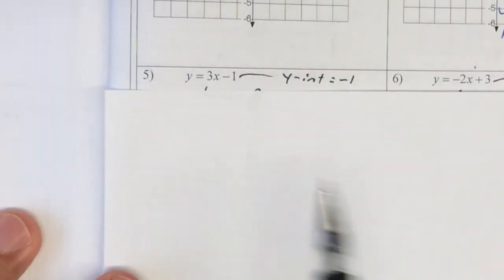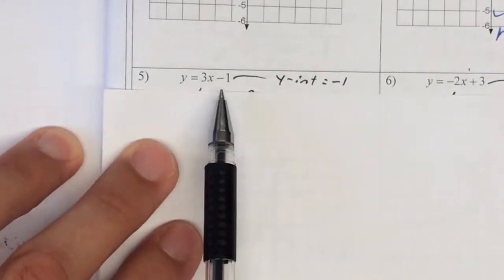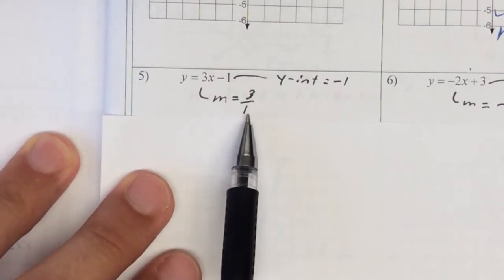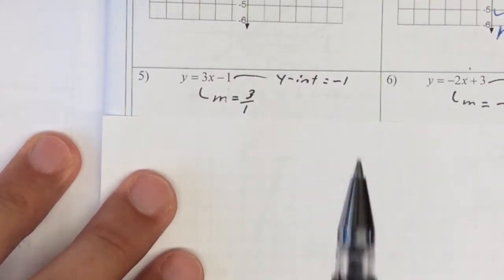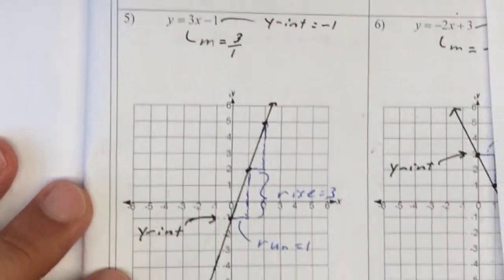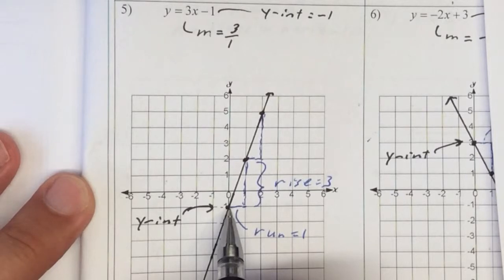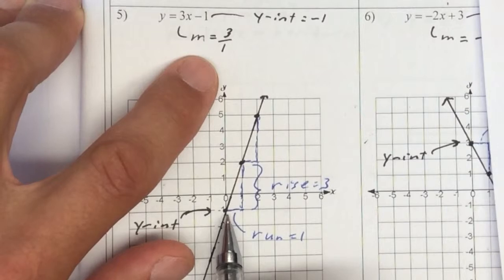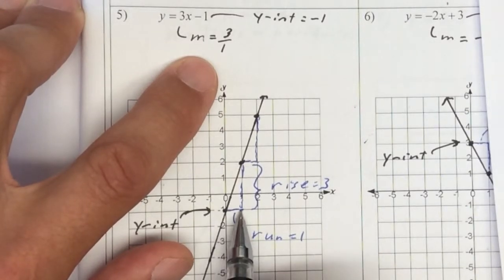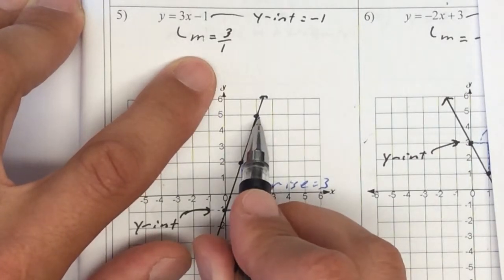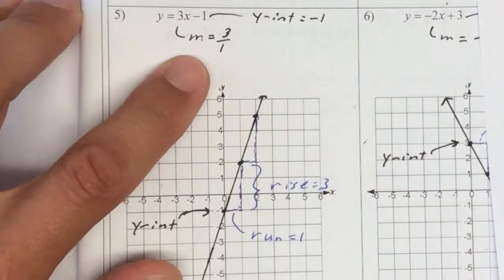Okay, take a look at this one here. So y equals 3x minus 1. Now you have a non-zero y-intercept and you have a slope. So negative 1 is a y-intercept, 3 over 1 is the slope. So what do we do? We always start from the y-intercept. Okay, so we're going to go to negative 1 on the y-axis, start there, and then we're going to use the slope, which is rise 3, run 1, or run 1, rise 3, doesn't matter. So I run 1, rise 3, I get a point. Run 1, rise 3, I get another point. Draw a line through it.